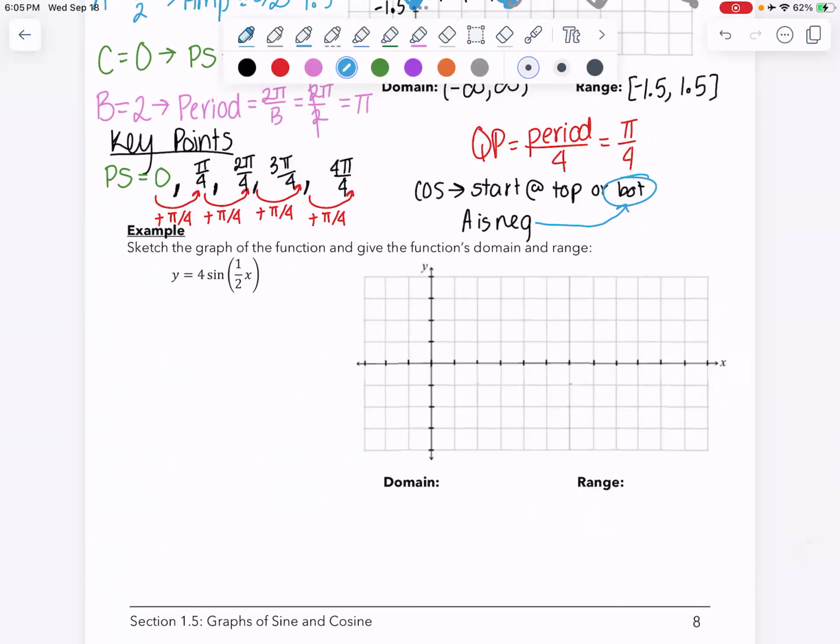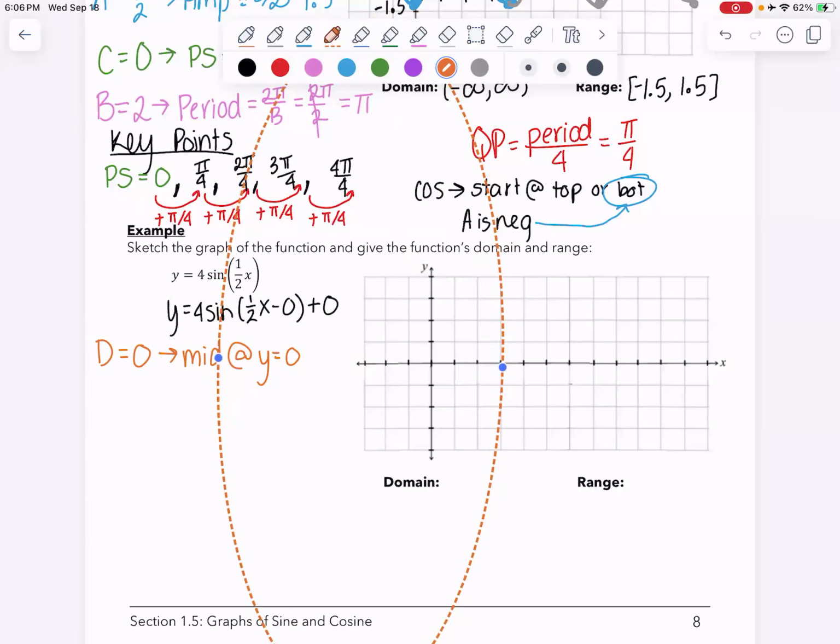And now let's do this guy here. This is y equals 4 sine of 1/2 x minus 0 plus 0. We'll start with our d value. So d is 0. That means the midline is at y equals 0.